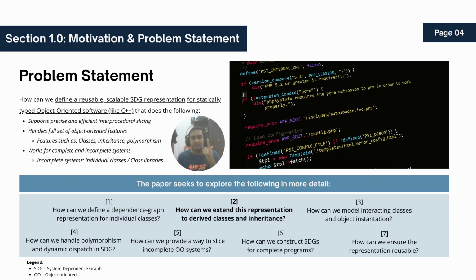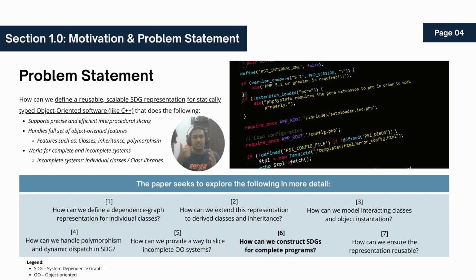How can we extend this representation to derived classes and inheritance hierarchies? How can we model interacting classes and object instantiation? How can we support polymorphism and dynamic dispatch within SDG? How can we slice incomplete object-oriented systems such as isolated classes or libraries?